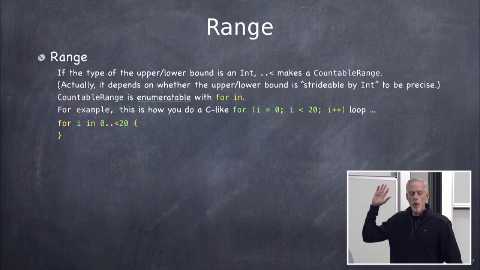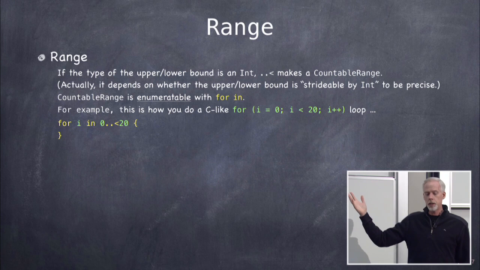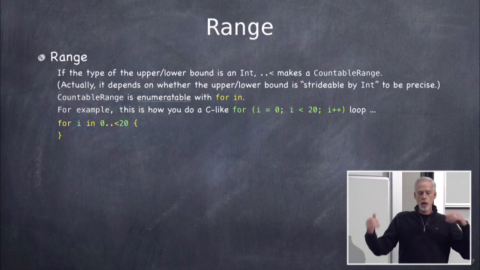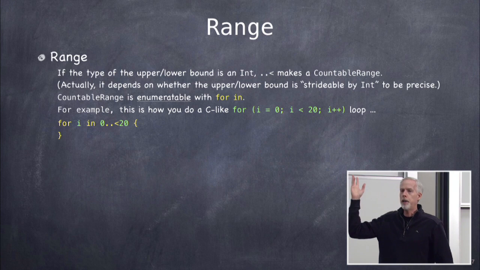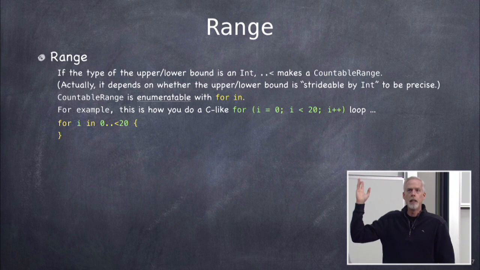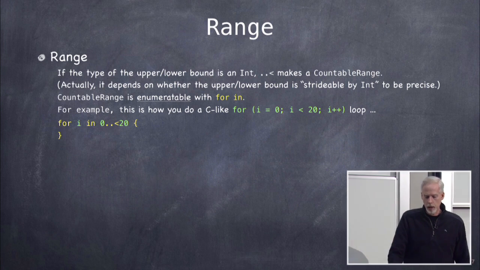So here's how you do a normal C-like for loop: for i equals 0, i is less than 20, i plus plus. You cannot do that in Swift. That syntax simply doesn't exist. Instead, you would say for i in the range 0 ... less than 20. Notice I said it's less than 20, not less than or equal to 20. So 0 ... less than 20 means that little block of code is going to be executed once for 0, 1, 2, 3, 4, all the way up to number 19. So that's the same thing as what you see there.